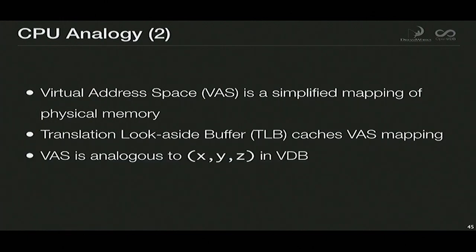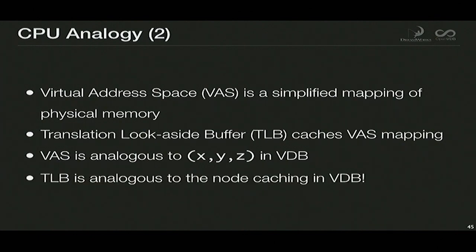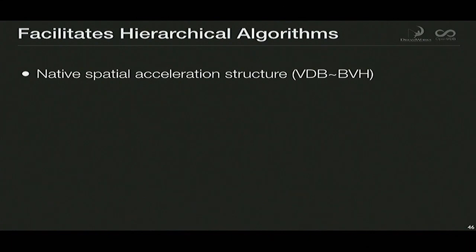And when you think about it, that's exactly what the accessor does in VDB. It's an acceleration between these two different spaces. And of course, the analogy is that in VDB, you're given an X, Y, and Z. You want to grab the value back. You have no idea where the value lives in the tree. But you cache the previous mapping, which accelerates the subsequent lookups.